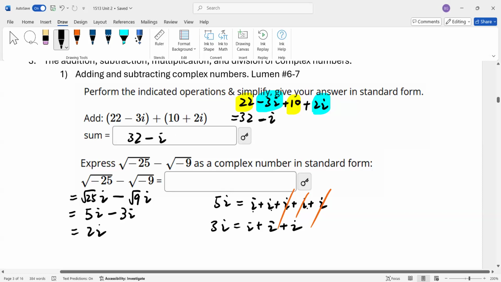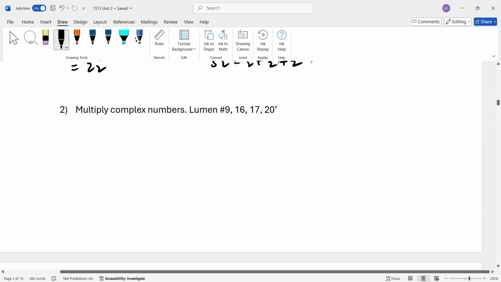So we covered addition, subtraction. I hope this helps. Pretty straightforward. There's really nothing to elaborate on this. Multiply. We're going to practice 5 problems. The first problem, number 9.